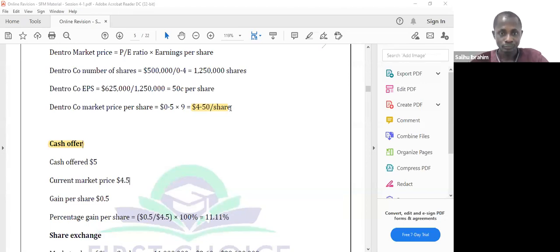So let us continue. So these are the advantages and disadvantages of a cash offer to both the acquirer, who is Sigraco, and the acquiree, who is Dentroco, in this situation.